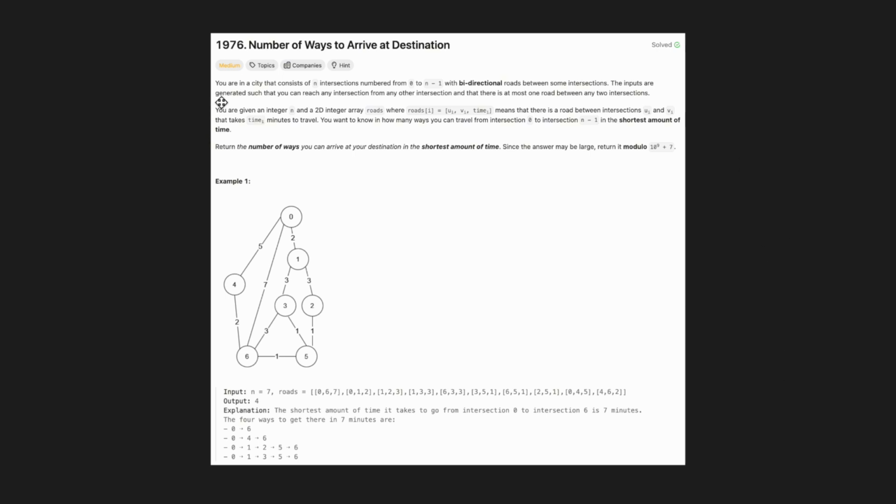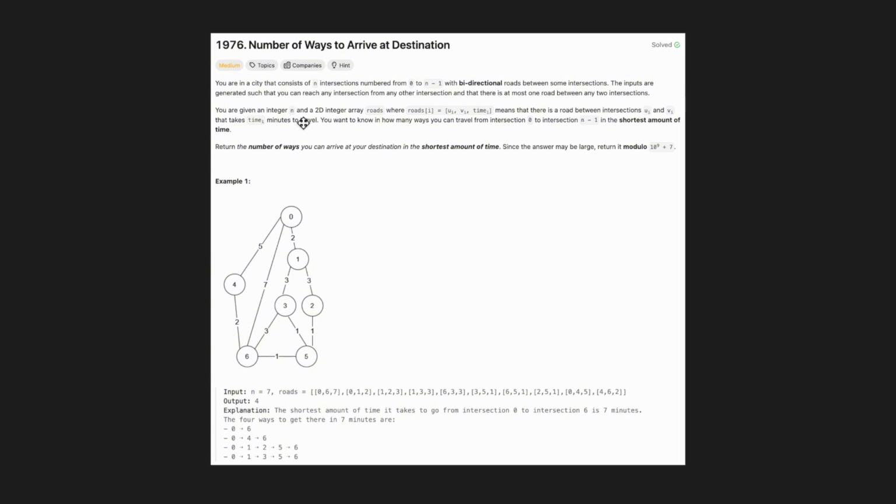So the problem states that we are in a city that consists of n intersections numbered from 0 to n minus 1 with bidirectional roads between some intersections. These inputs are generated in such a way that we can reach any intersection from any other intersection, and that there is at most one road between any two intersections.